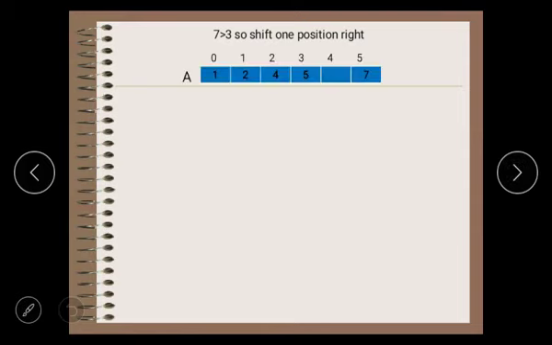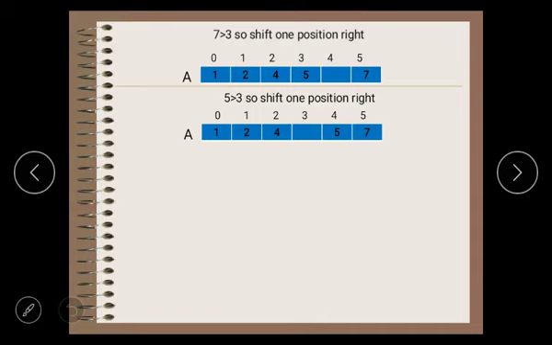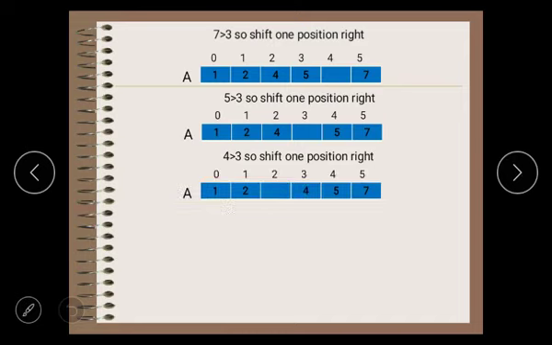Now compare 3 with 5. Is 5 greater than 3? Yes. So shift one position right. Now compare with 4. Is 4 greater than 3? Yes. So shift one position right. Now compare with 2. Is 2 greater than 3? No. So no shifting of the 2. Now compare with 1. Is 1 greater than 3? No. So there is no shifting of the elements 1 and 2, and fill this empty cell with 3.